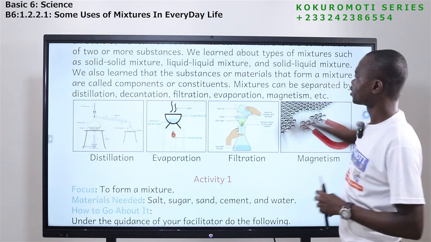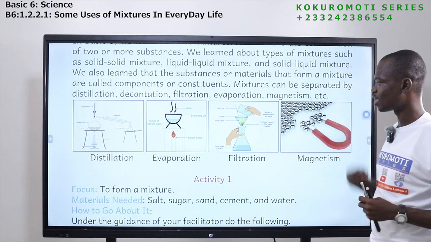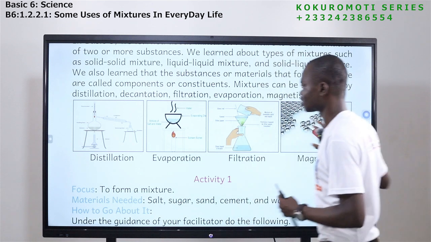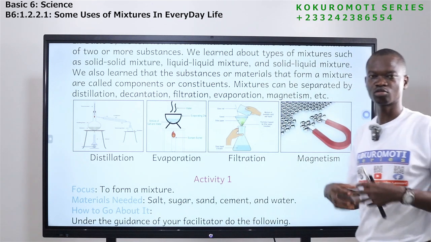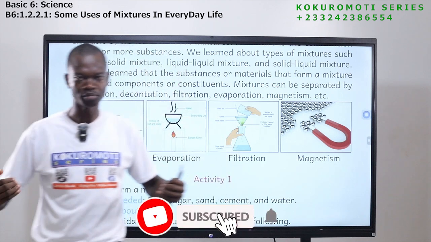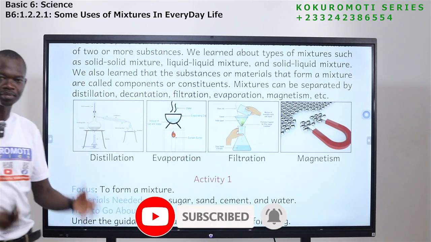Now, to separate a mixture, there are some methods that we need to use. These are the methods that we use to separate mixtures. Let's say you have mixed two things. You have formed a mixture, but you want to separate the components. These are some of the things that we use to separate them.